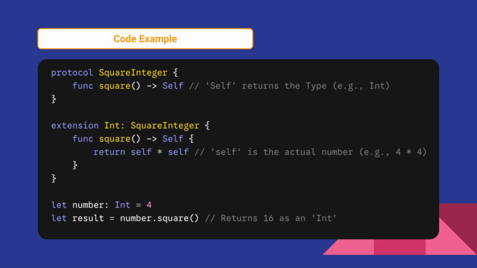So, when we define our number as 4 and call number.square, the capital self guarantees an int is returned, and the lowercase self does the math of 4 multiplied by 4 to give us our final result of 16. Explaining it this way shows the interviewer you completely understand the difference between a type and a value.